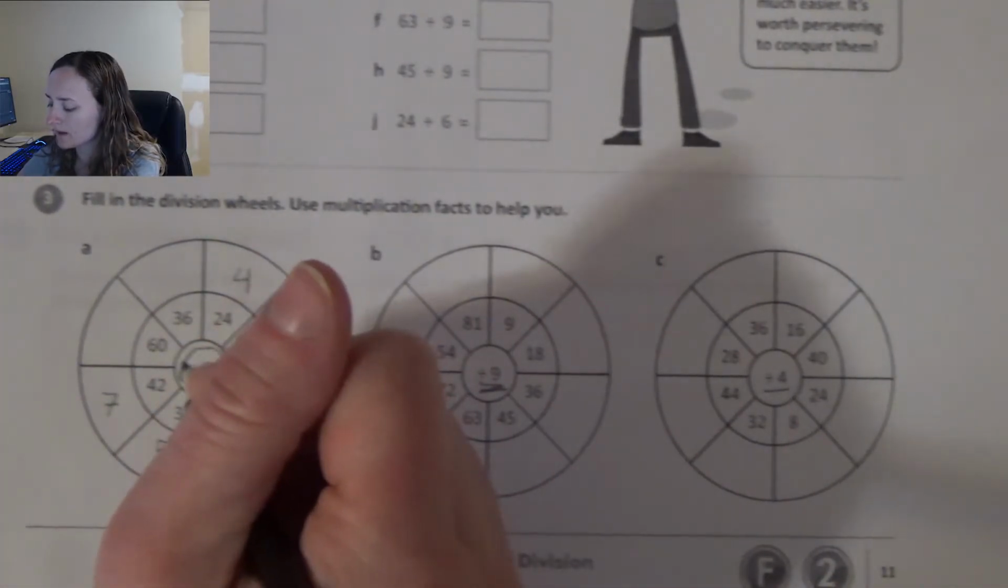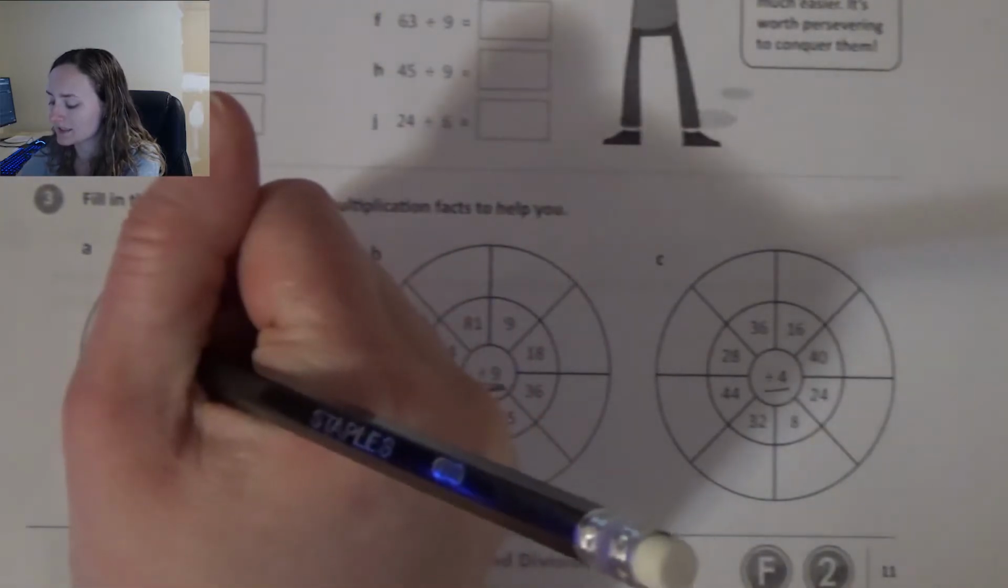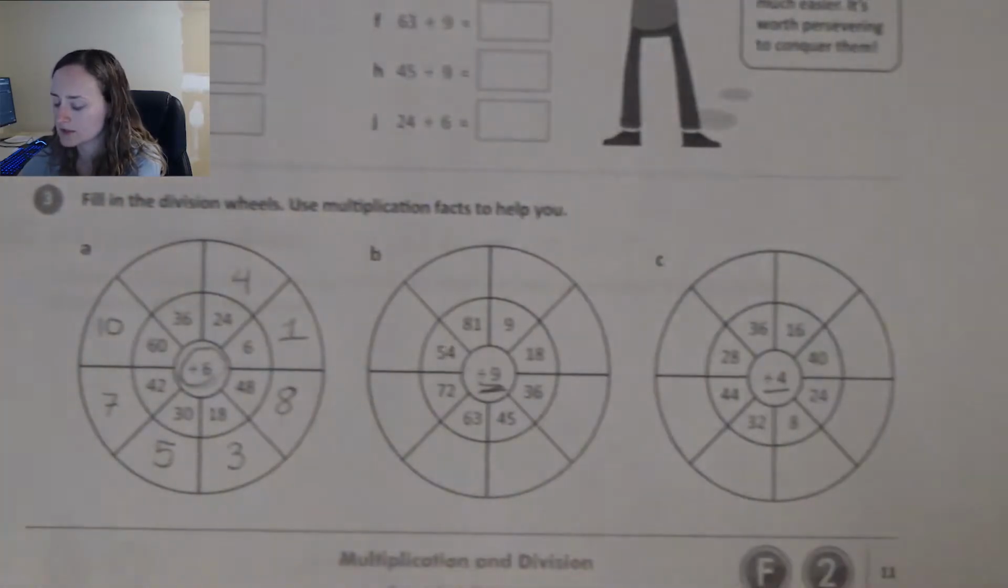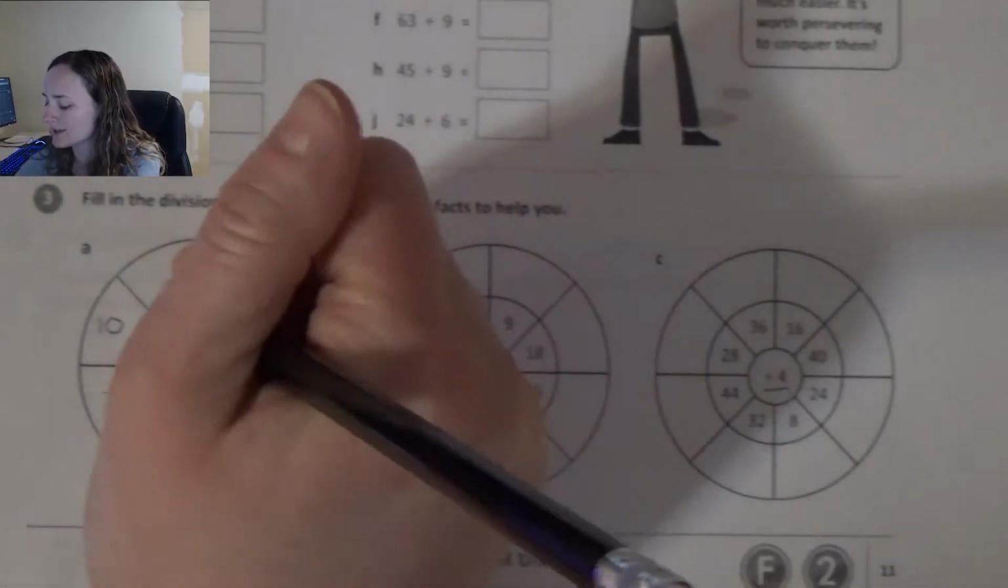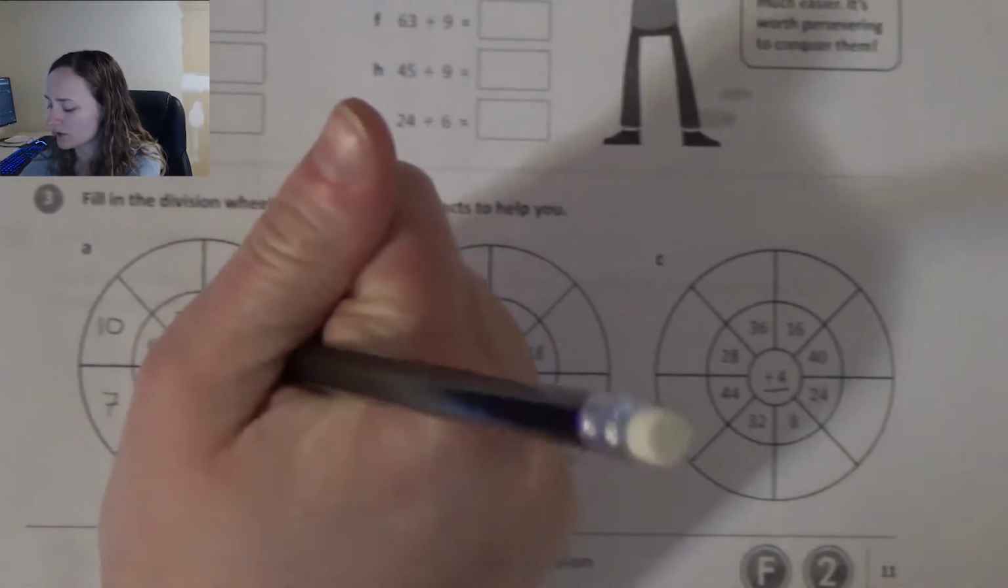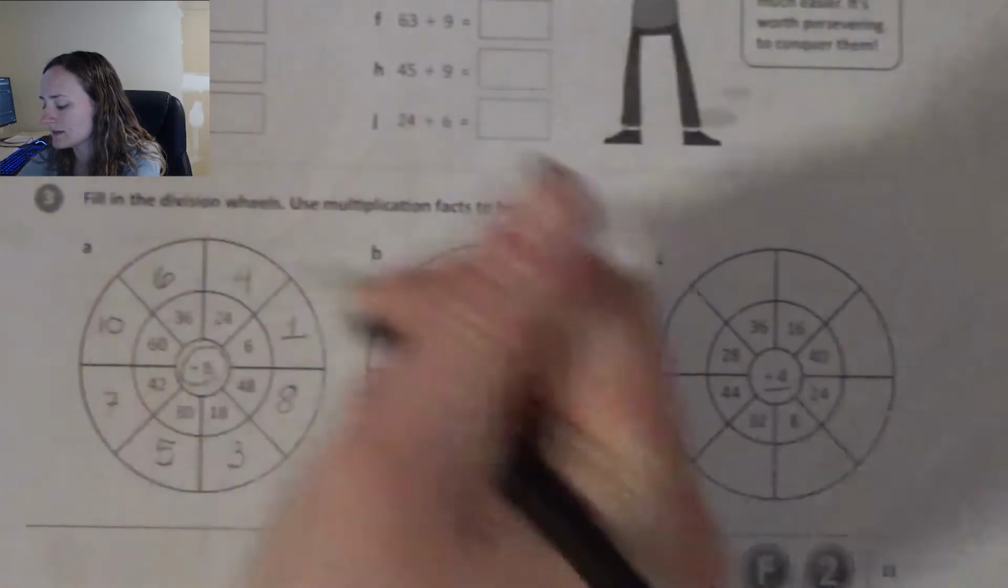For 60, I know that 10 times 6 is 60. That's a pretty easy one to figure out. And for 36, I know that 6 times 6 is 36. So 36 divided by 6 is also 6.